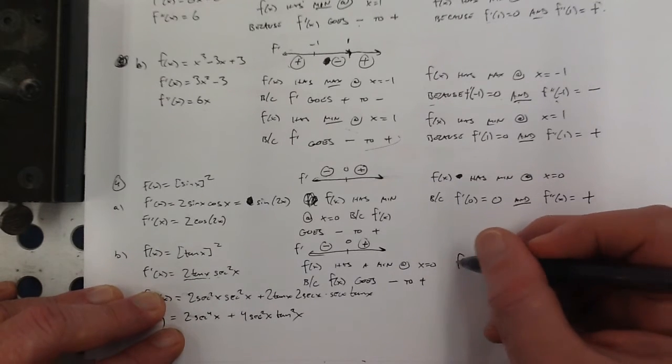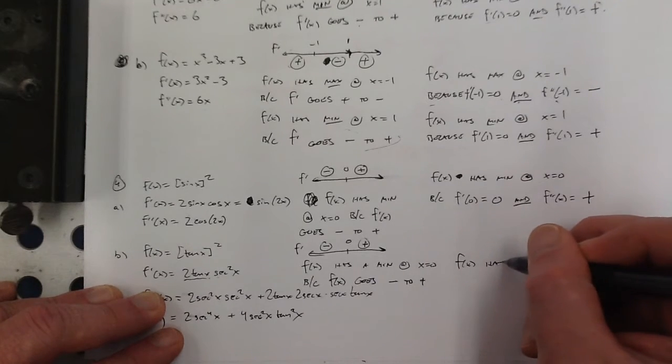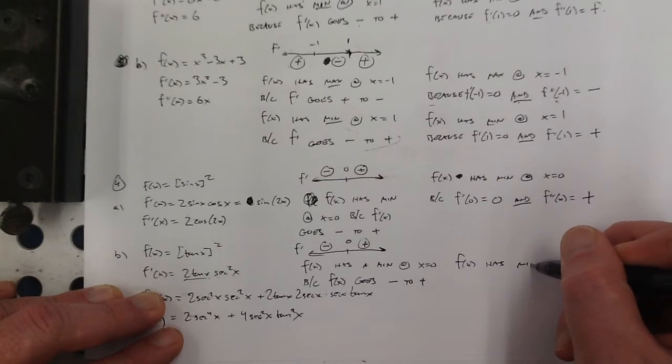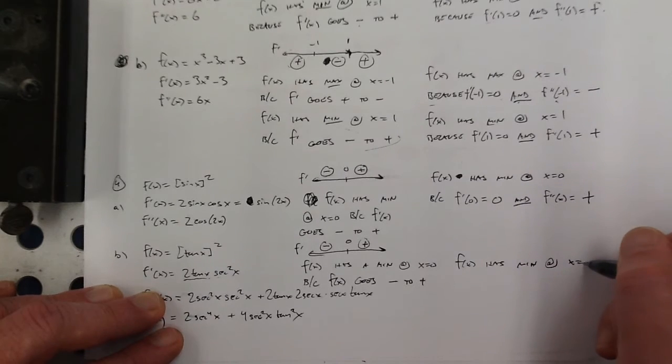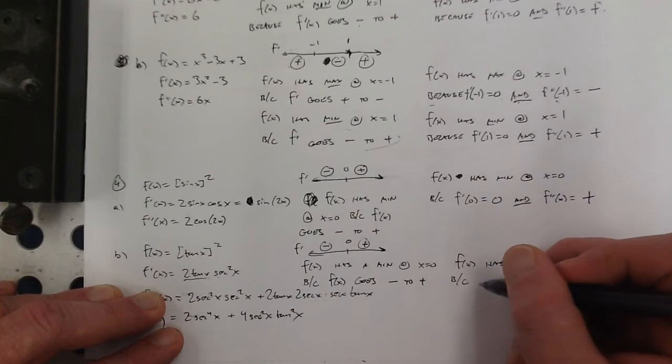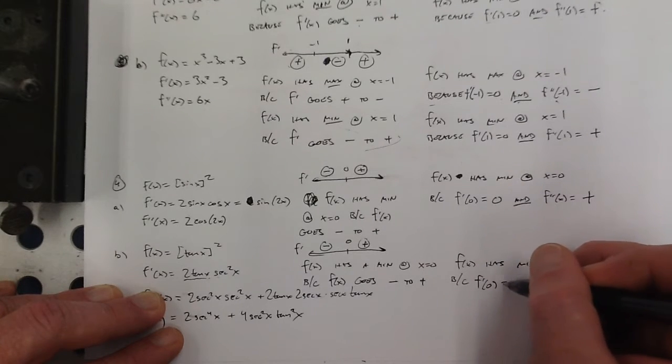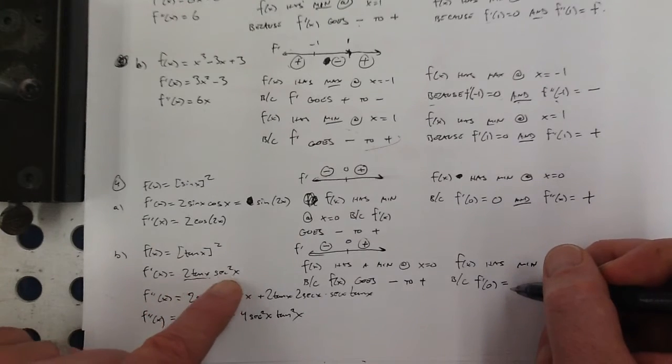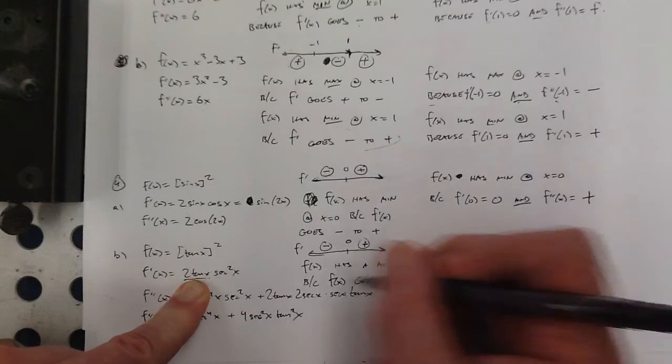Second derivative test, f of x has a minimum at x equals 0 because f prime of 0 is 0. Is that true? Yes, tangent of 0 is 0, so it doesn't matter what this is.